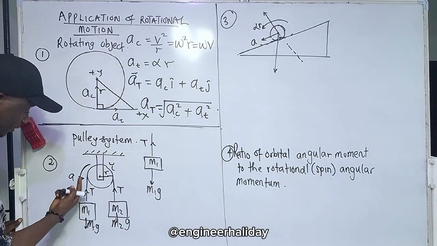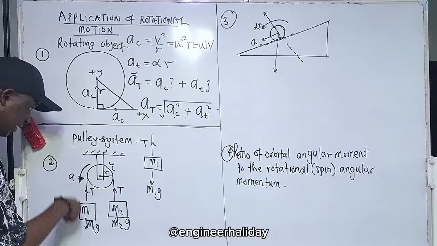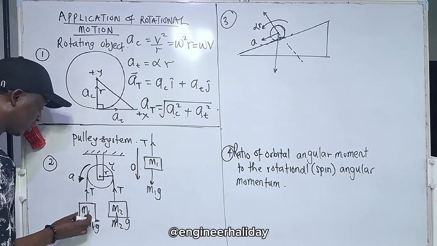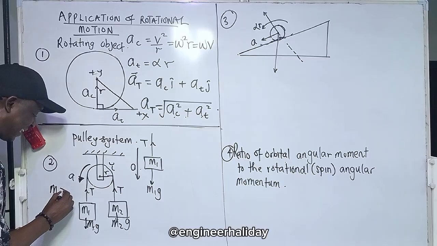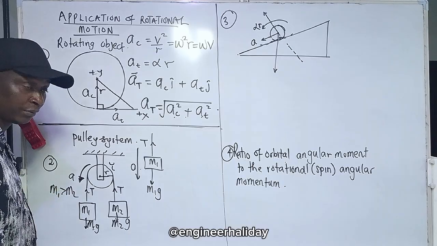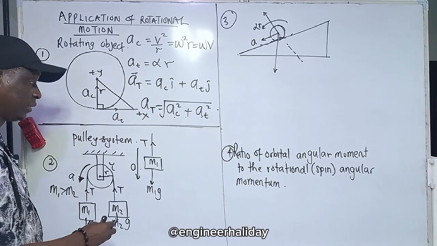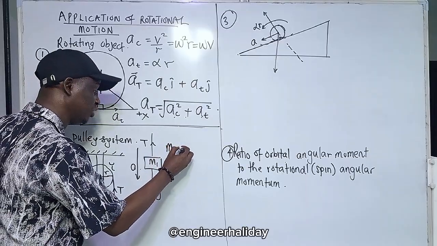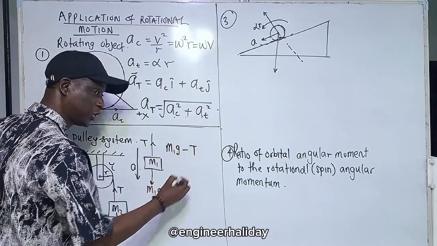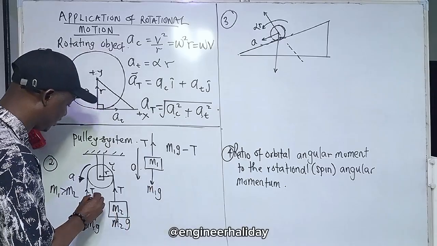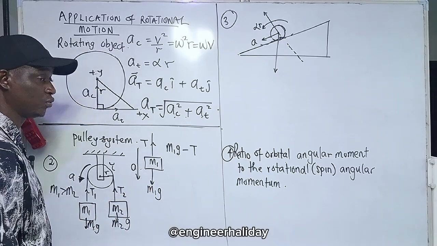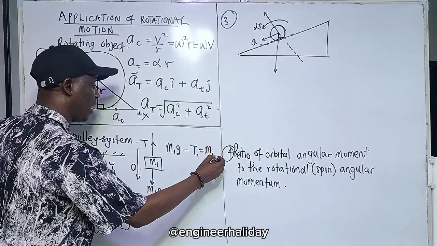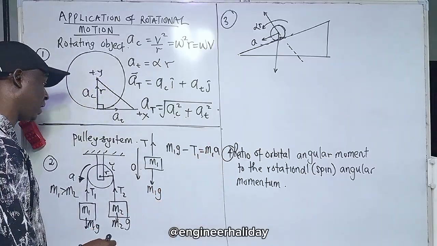Because the body is coming down, the motion of the body is downward. We assume that M1 is greater than M2. So in that case, what is the net force here? The net force will be M1g minus the tension, let's call it T1, and let's call the other one T2. M1g minus T1 equals M1a. Let's call that equation 1.